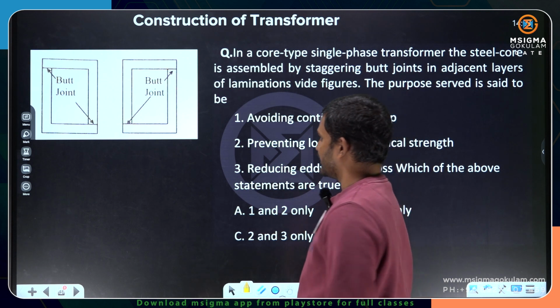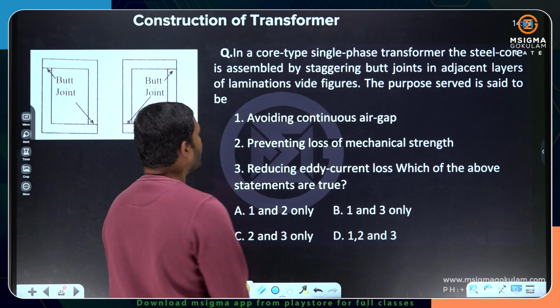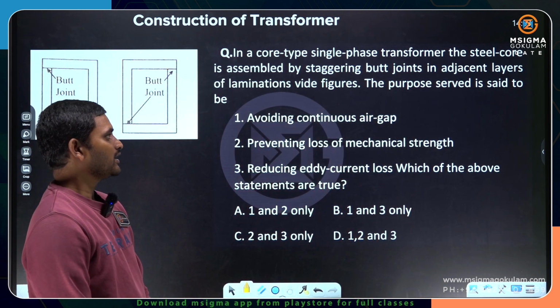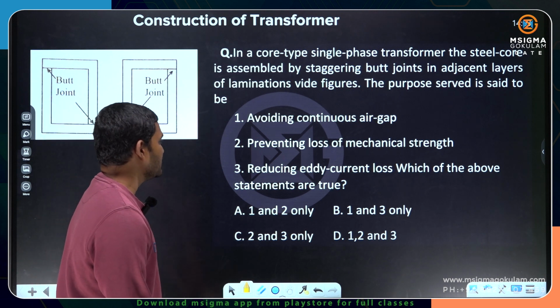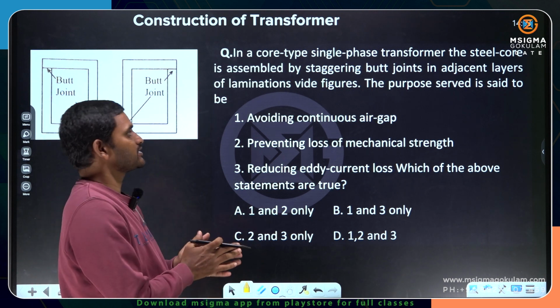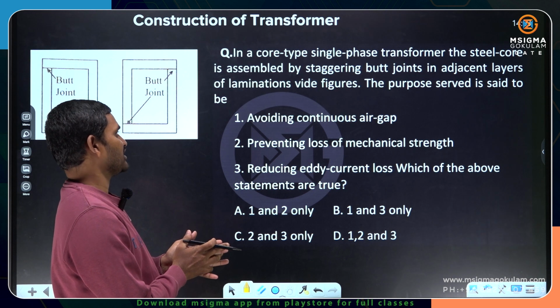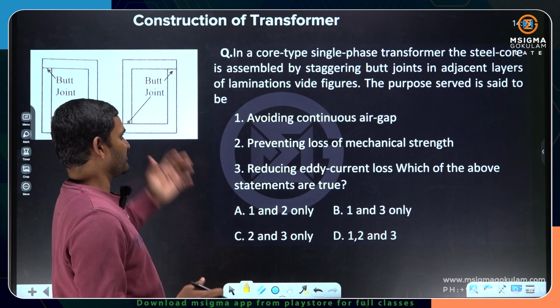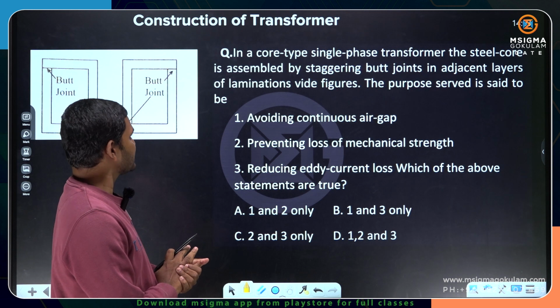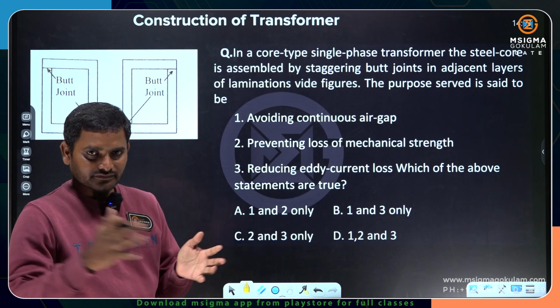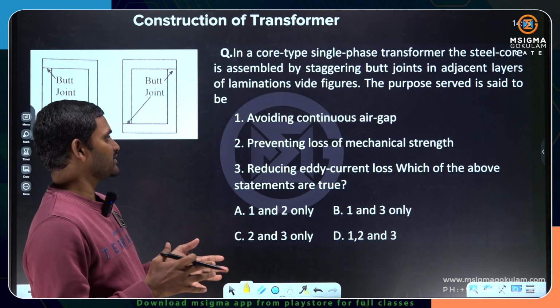Here the question is given as: in a core type single phase transformer, the steel core is assembled by staggering butt joints in adjacent layers of laminations. He has given, as shown in the figure. The purpose served is said to be what?